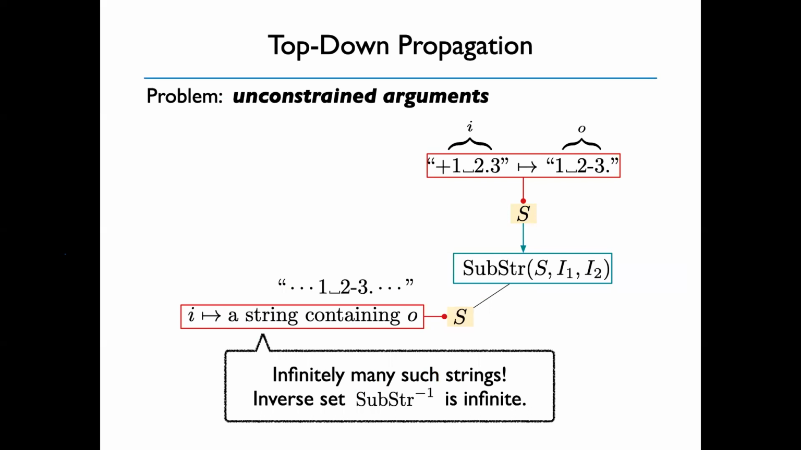Top-down propagation is not applicable when there are infinitely many possible inputs that can result in a desired output. For example, suppose we want to deduce subproblems for arguments based on a hypothesis of substring. For this given input-output example, the desired output of the first argument would be any string containing the desired output string O in this case. The number of possible such strings is infinite, and we cannot deduce infinitely many subproblems. Let us call such arguments of infinite preimages unconstrained arguments.